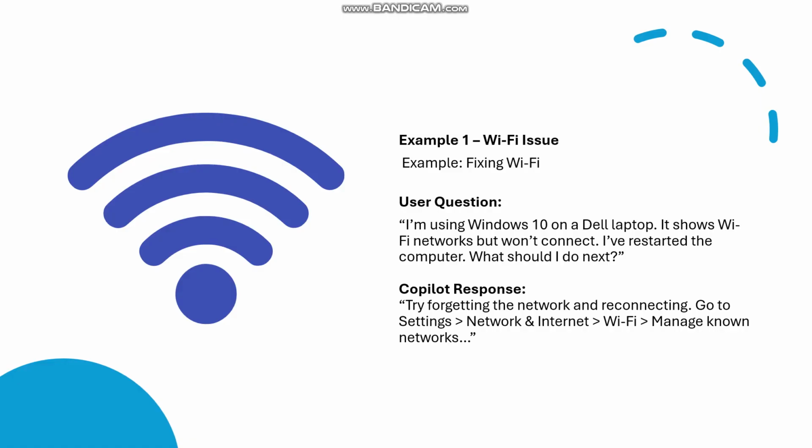We've got some real examples here on how we can ask the right questions to Copilot. This one is about fixing Wi-Fi. The question is, I am using Windows 10 on a Dell laptop. It shows Wi-Fi networks but won't connect. I've restarted the computer. What should I do next?